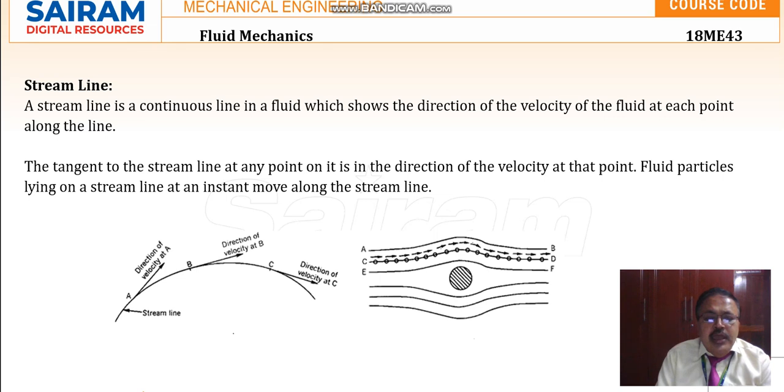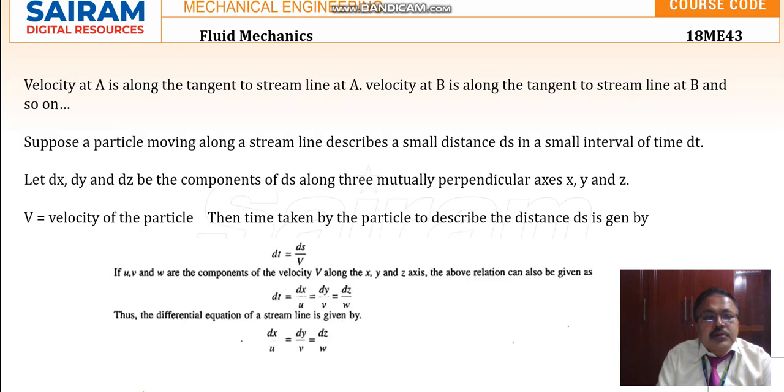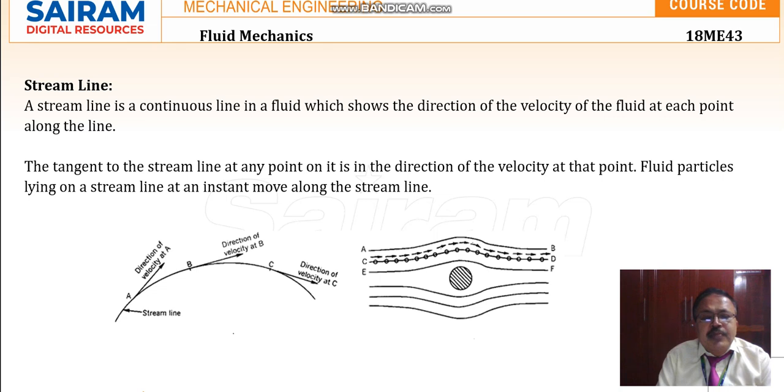At point A, we draw the tangent to the curve, showing the direction of velocity at point A. Similarly at point B, the tangent to this curve shows the direction of velocity at point B. Similarly, the tangent at point C shows the direction of velocity at point C. So velocity at A is along the tangent to the streamline at point A. Similarly, velocity at B acts along the tangent to the streamline at B, and so on.